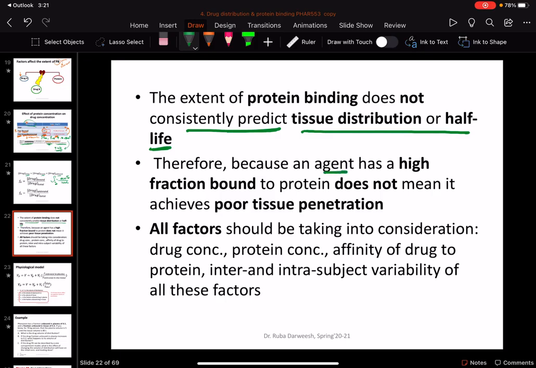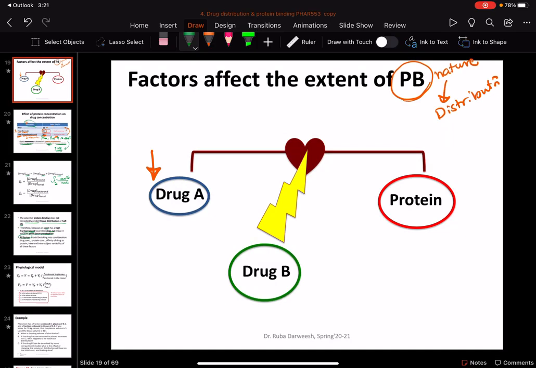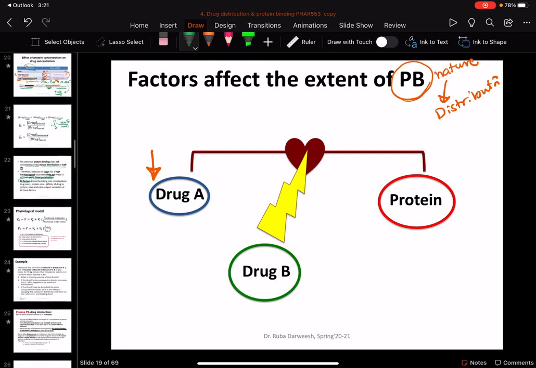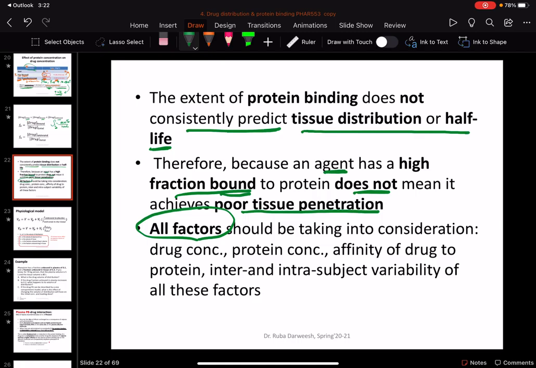So we have so many drugs with a high fraction of the drug bound, but still have good tissue distribution or penetration into different tissues. So all factors we mentioned in this slide should be taken into consideration: drug concentration, protein concentration, affinity, and the presence of other drugs, in addition to inter- and intra-subject variability. Okay, for example, and again, overall, the implications of protein binding are not fully understood, with no fully clear guidelines or rules. But for example, we have warfarin, salicylate, phenytoin. They are highly protein bound, but we still have distribution of those drugs.